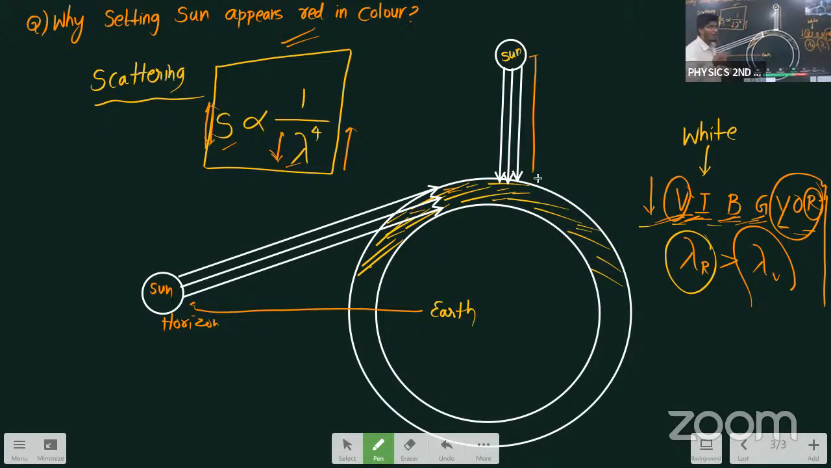Which light will get more scattered? Whose wavelength is very less? Violet, indigo, blue, and green color wavelengths are very less when compared to yellow, orange, and red. Due to that, this light will get scattered very highly, and the less scattered lights are yellow, orange, and red. Even red color gets scattered, but it is very less when compared to the scattering of blue color. So due to that reason, we see the setting sun, or sun during sunset and sunrise, as reddish in color. Okay. I hope you understood this.